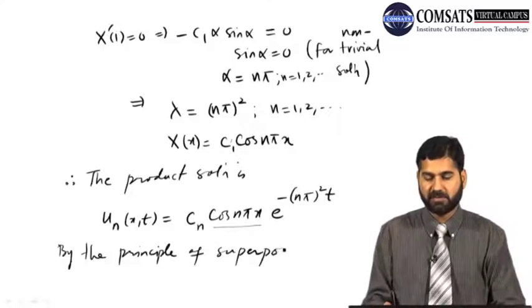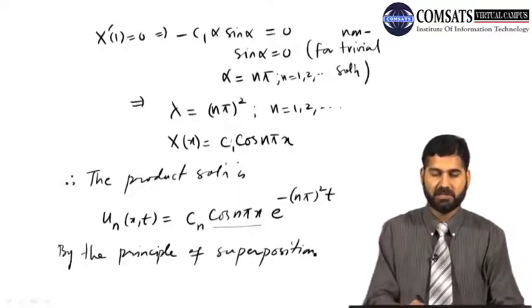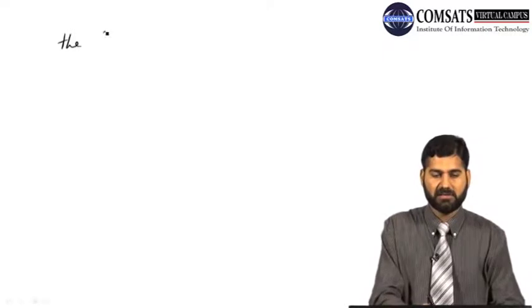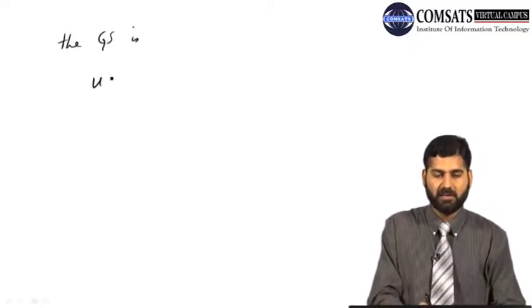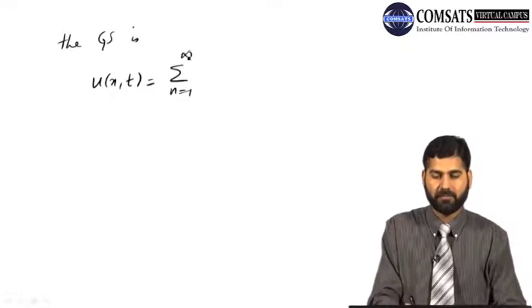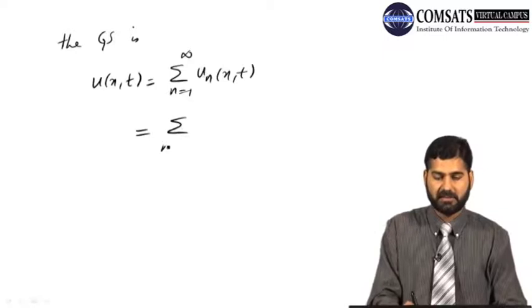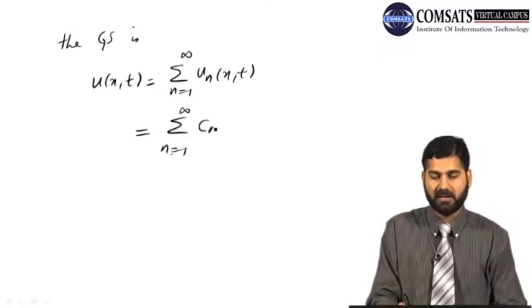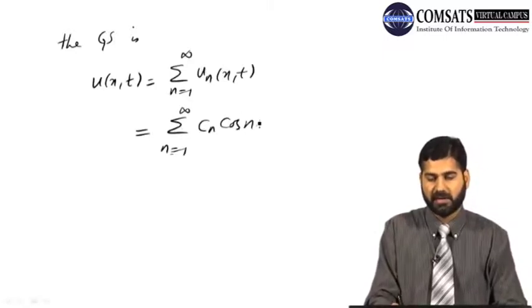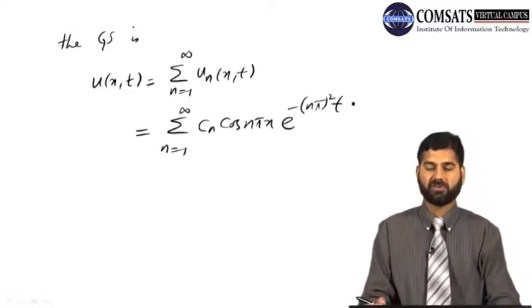the principle of superposition, the general solution is u(x,t) equal to the sum of all u_n(x,t), and that is cn cosine n pi x e to the minus n pi square t. So this is your solution.